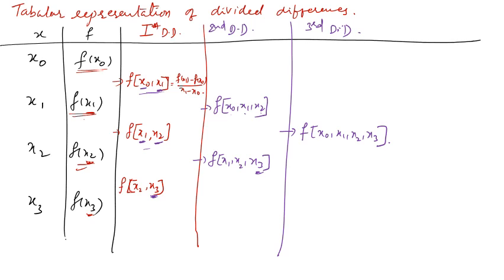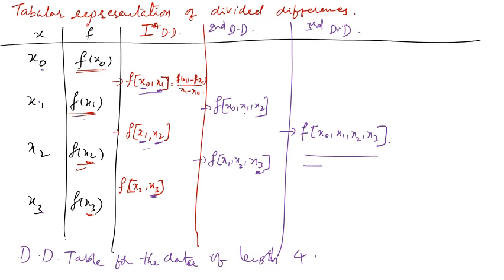This is the divided difference table for the data of length, what is the length? 0 to 3, 1, 2, 3, 4, length 4. x0 to x3 means 4 data points are there. So up to third divided differences I am getting.